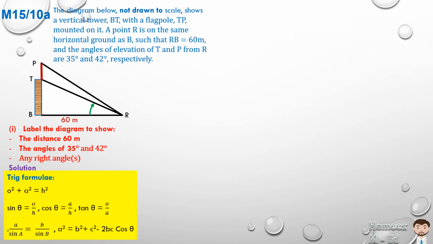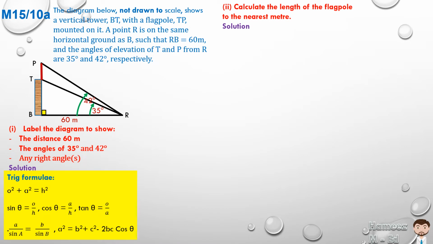So what is the angle that we've turned? We've turned 35 degrees. Similarly, for P, we stand at R looking at B horizontally, and we turn our eyes upwards through an angle, and that will be the angle of elevation of 42 degrees. And finally, the right angle will be at the base B, at that corner RBT.